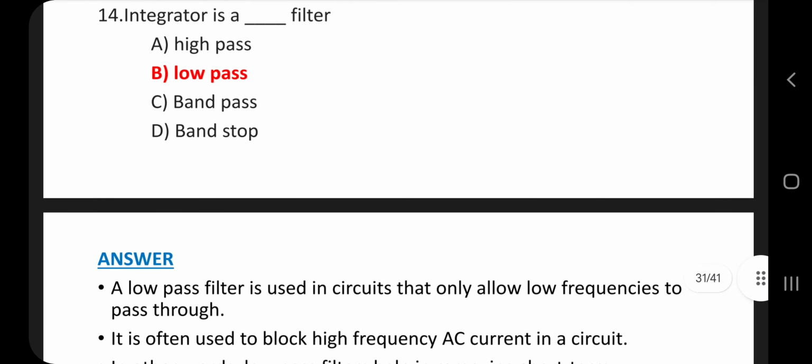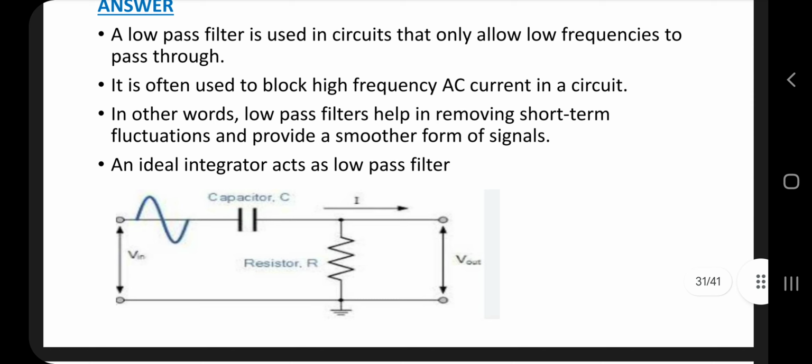Answer is option B, low pass filter. A low pass filter is used in circuits to only allow low frequencies to pass through. This is a circuit of a low pass filter. It is often used to block high frequency AC current in a circuit. In other words, low pass filters help in removing short term fluctuations and provide a smoother form of signals.